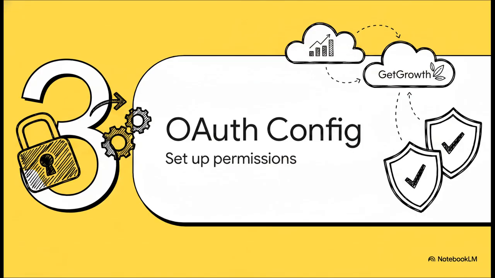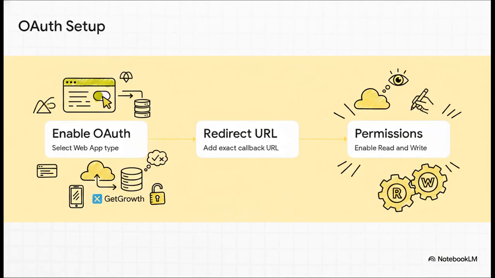Let's set up those permissions. With the app container successfully established, we have to define the strict parameters of the handshake. Let's break this down into 3 vital steps. First, navigate to the user authentication settings and explicitly enable OAuth 2.0, making sure to select Web App. Now, step 2 is literally make or break.